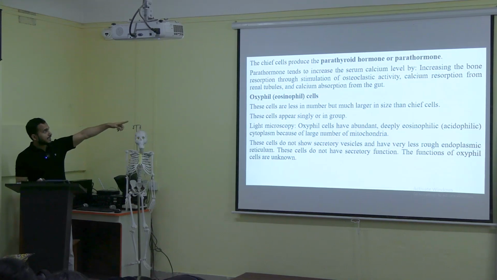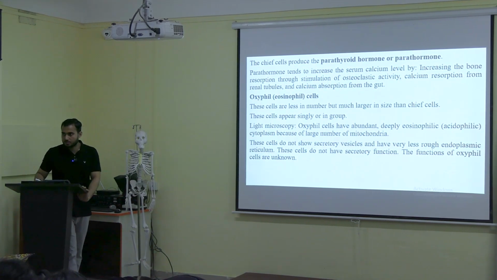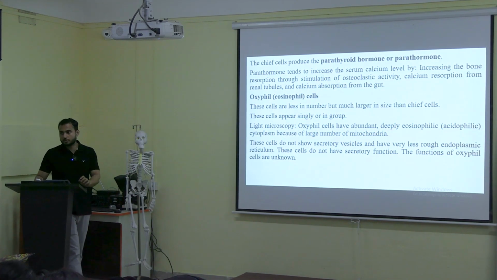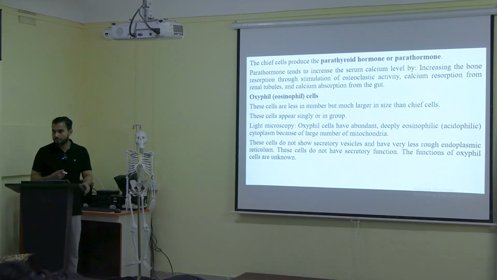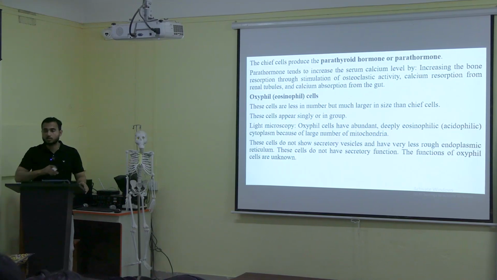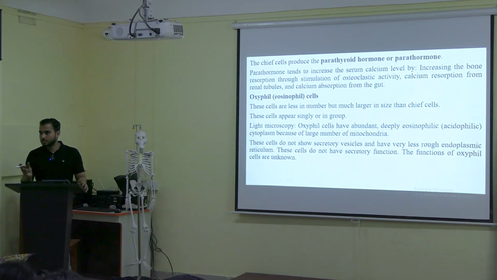As you can see, it tends to increase the serum calcium level. How? By increasing bone resorption through stimulation of osteoclastic activity. Next, calcium reabsorption from the renal tubules and calcium absorption from the gut, meaning from whatever we are eating, the calcium absorption that takes place. All those things will be increased by the help of this hormone, parathyroid hormone or parathormone. Like this, the calcium level increases. So both hormones that are secreted will balance the blood calcium level.